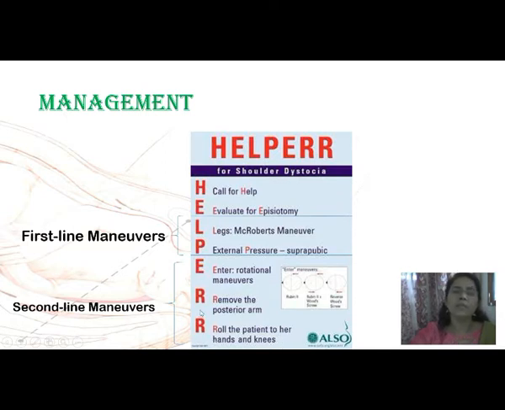So the first line of management or first line maneuvers usually done are the McRoberts maneuver and external pressure, the suprapubic pressure. Then the second line maneuvers are the enter rotation maneuver, removing the posterior arm, and rolling the patient to her hands and knees.